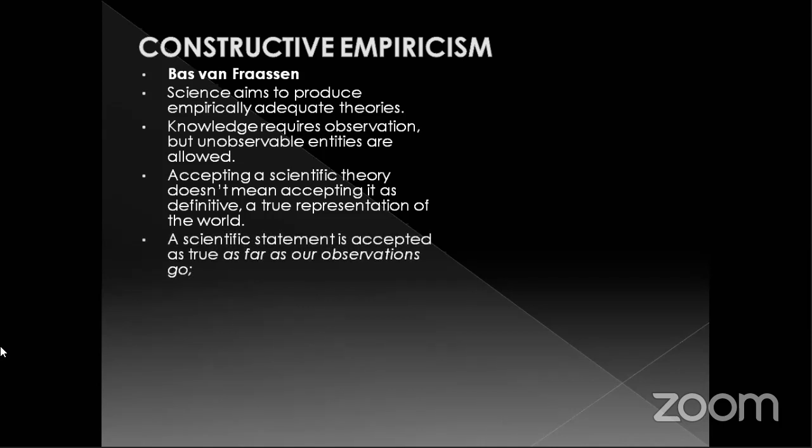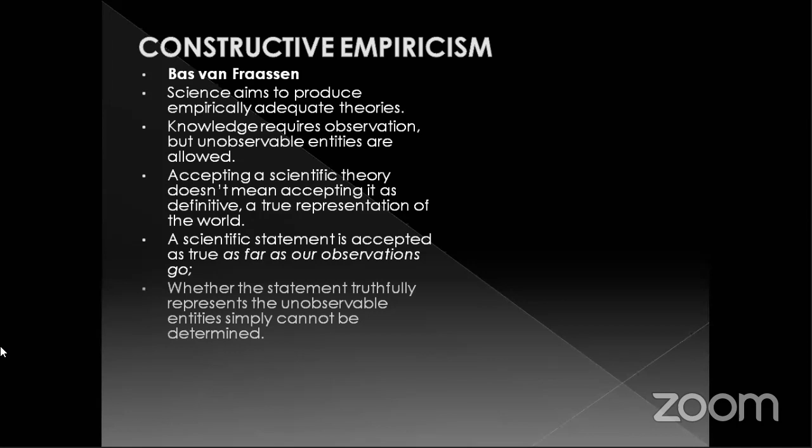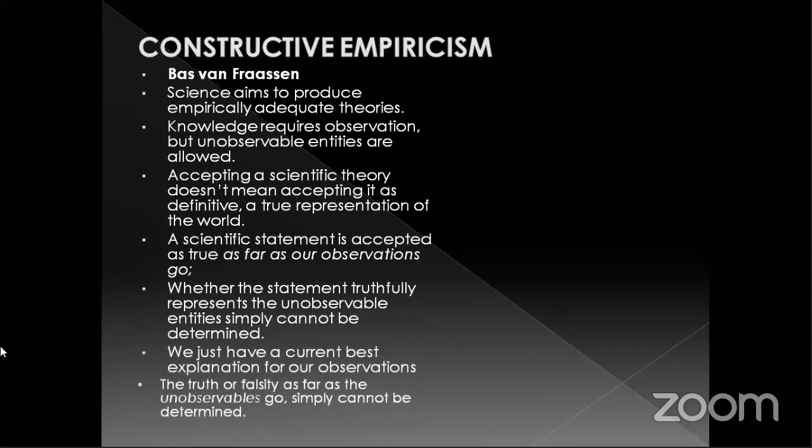A scientific statement is accepted as true as far as our observations go. Beyond that observation, we provisionally accept a scientific theory, but this may not mean it's a true representation of the world. Whether the statement truthfully represents unobservable entities simply cannot be determined. We just have a current best explanation for our observations until we get other observations, contradictory evidence.